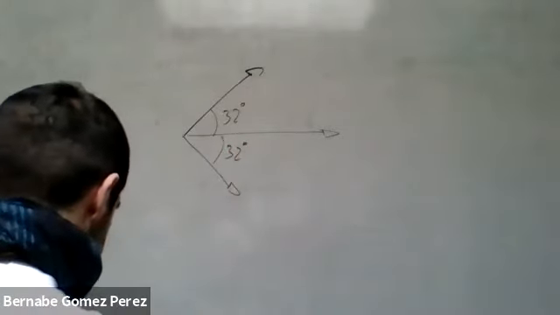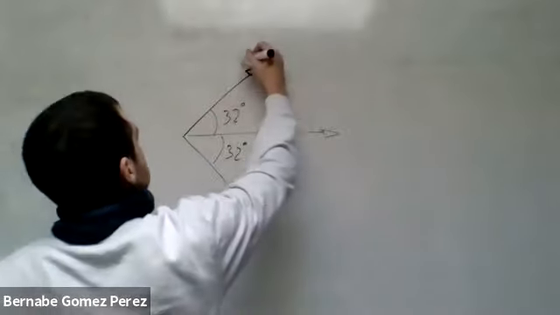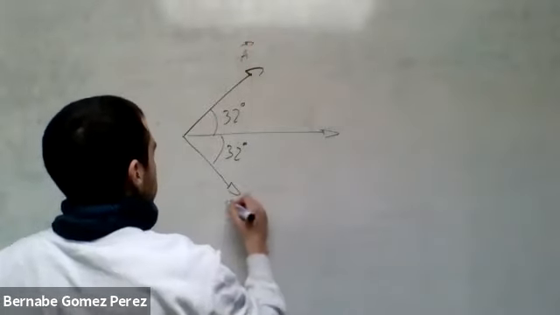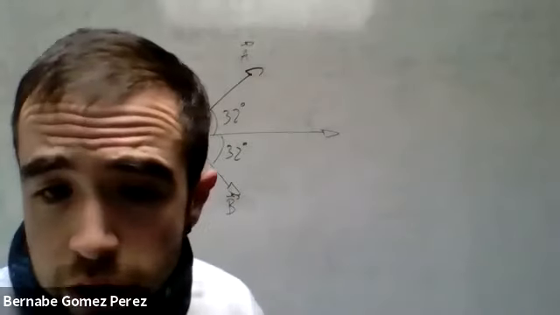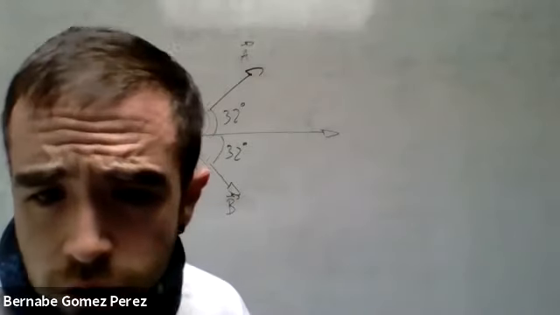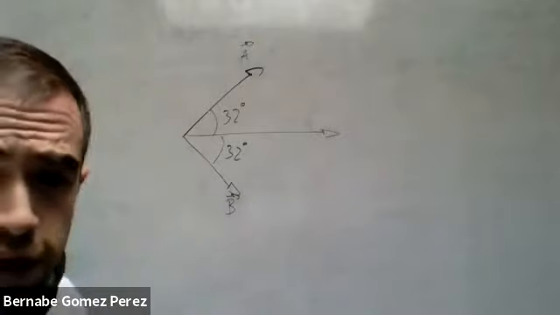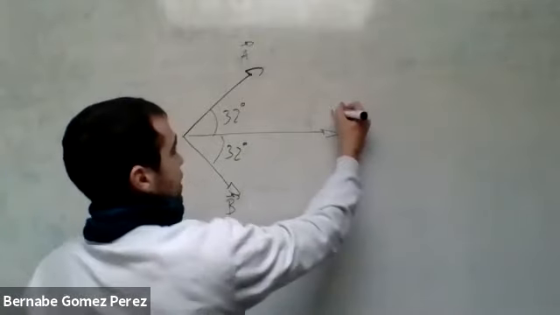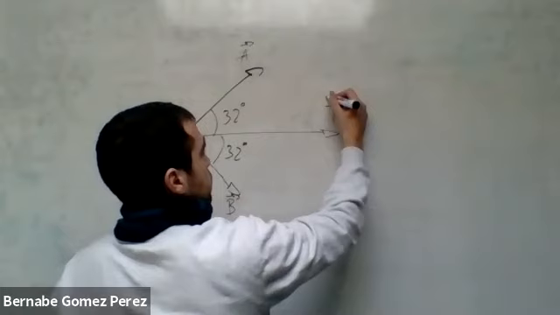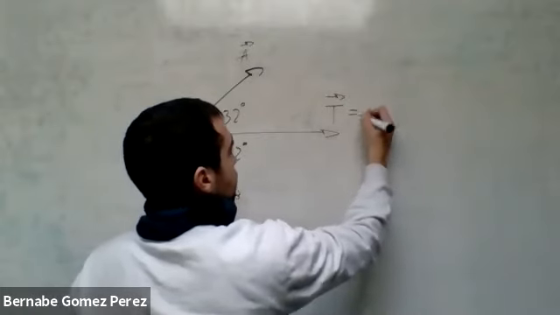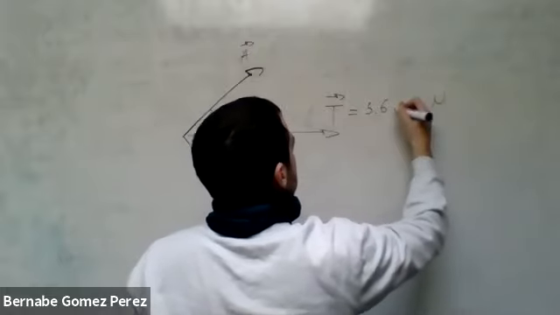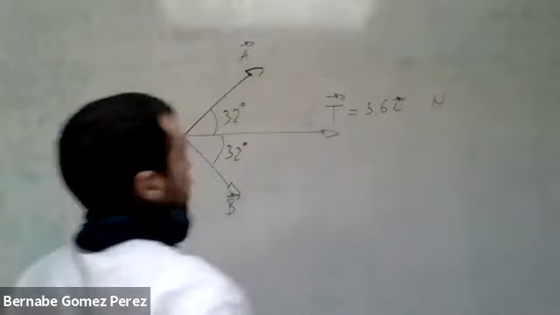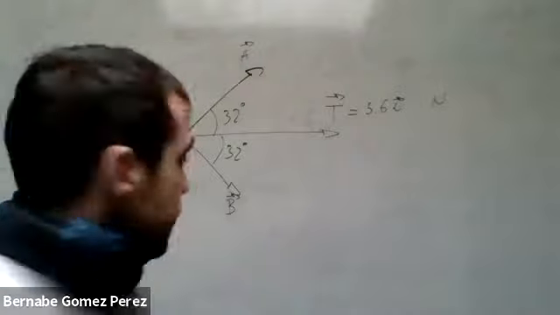Okay, and we have, let's say, A and B. A and B. Okay. What else do we know? Okay, we want an outward traction force of 5.6 newtons. So let's call it T. And we want a T of 5.6 newtons in the direction of X, okay?